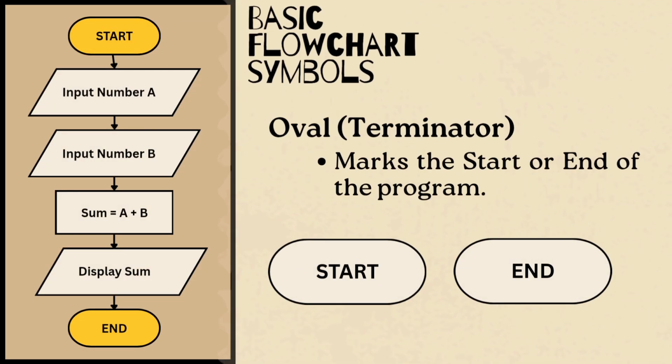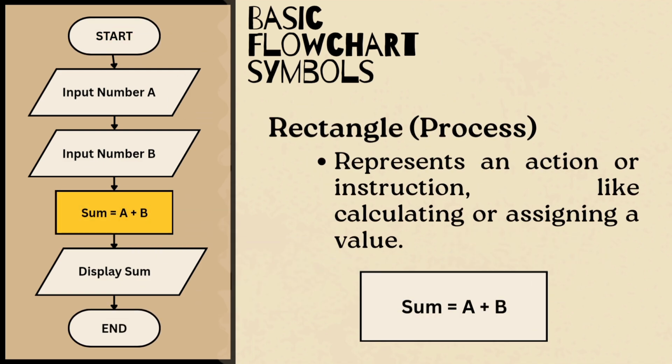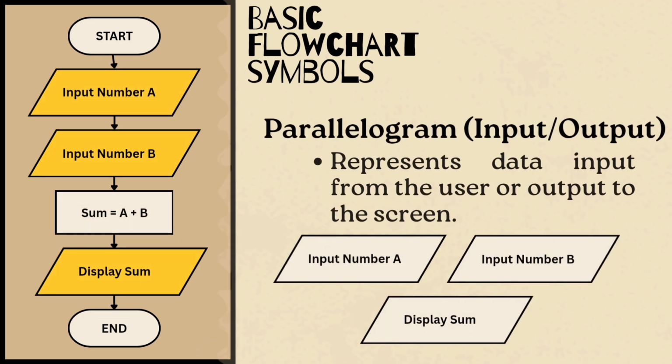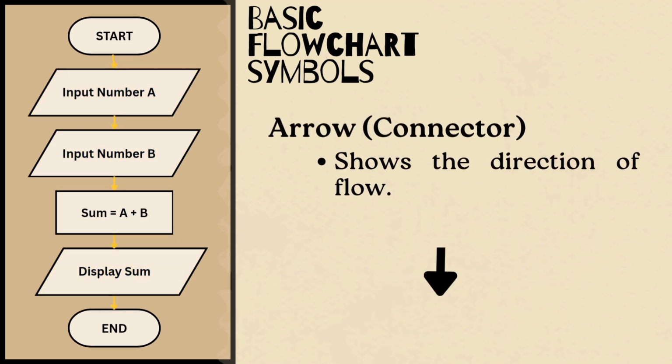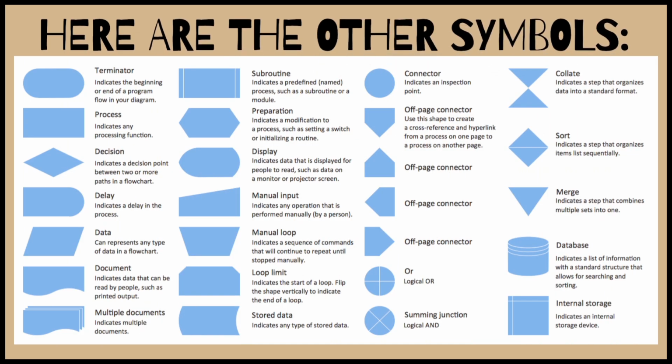Oval marks the start or end of the program. Rectangle represents an action or instruction like calculating or assigning a value. Parallelogram represents data input from the user or output to the screen. Arrow shows the direction of flow. Here are the other symbols.